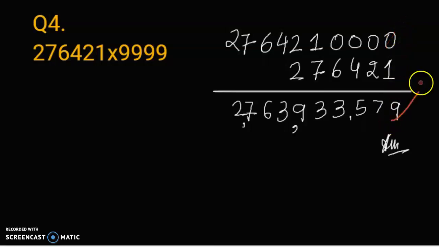So 10 minus 1 is 9. 9 minus 2 is 7, 9 minus 4 is 5, 9 minus 6 is 3. This becomes 0, so 10 minus 7 is 3. This becomes 1, so 11 minus 2 is 9, and this reduces to 3. And the remaining you can write. So this is your answer.